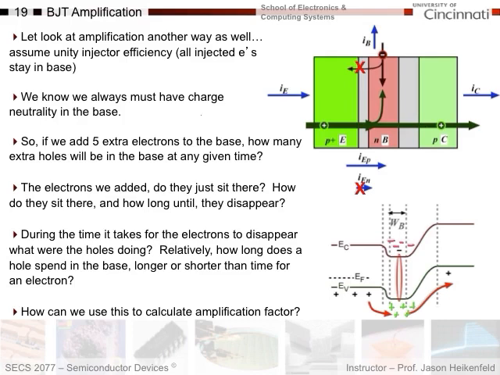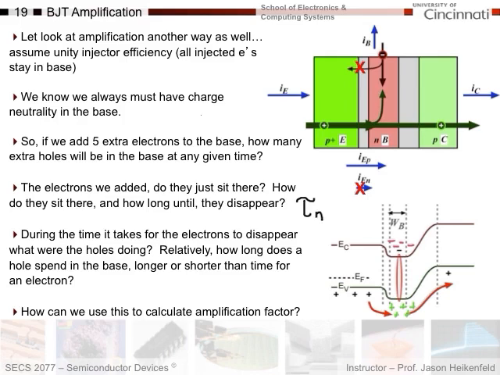Now, let's look at this in a dynamic sense in terms of what's happening versus time. So the electrons we added, do they just sit there? Well, the answer is no. We know they don't just sit there because over time they're going to recombine, right? And so the answer is how long until they disappear? Well, they're going to disappear within their lifetime. Remember, we've got carrier lifetime. So they will sit there until they recombine, which is roughly tau n, their lifetime in the base.